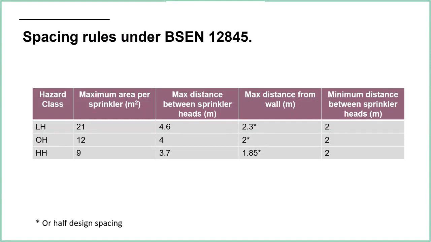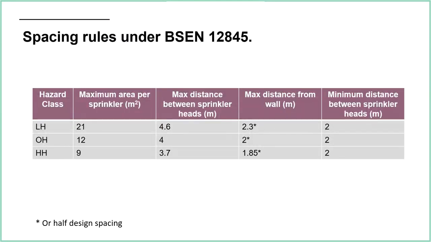We have the maximum area per sprinkler. That is the maximum area that one sprinkler head can protect. So you see light hazard 21, ordinary hazard 12, high hazard 9. Again, that makes sense: the higher the hazard category, the more sprinkler heads we're going to have within the same area, because the spacing is less.